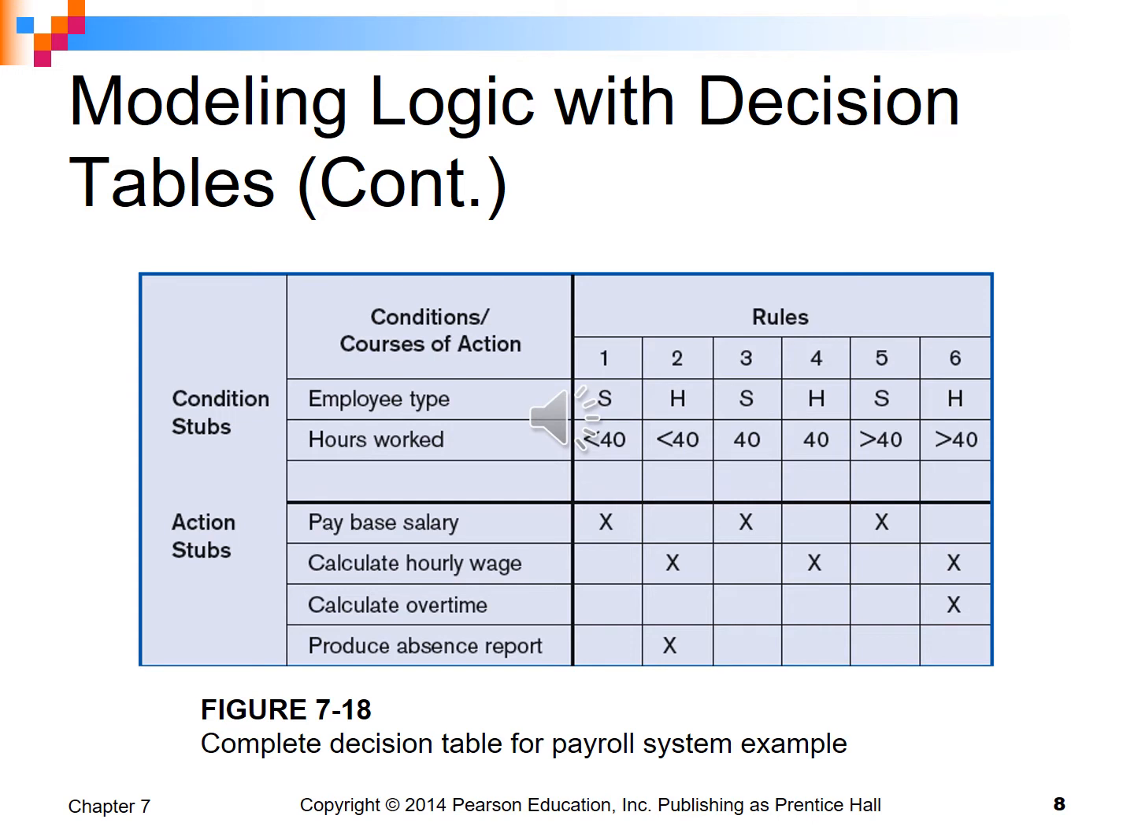But for the hourly, it is different. If it is hourly, which is H, the type, and the hours worked are less than 40, they calculate the hourly wage for those hours, and they produce an absence report. But if it's hourly and 40, they pay him just 40 hours. But if it is greater than 40, they pay him the hourly wage for the 40, and then they calculate the overtime. Let's look at rules 1, 3, and 5 and see how we can simplify this table.